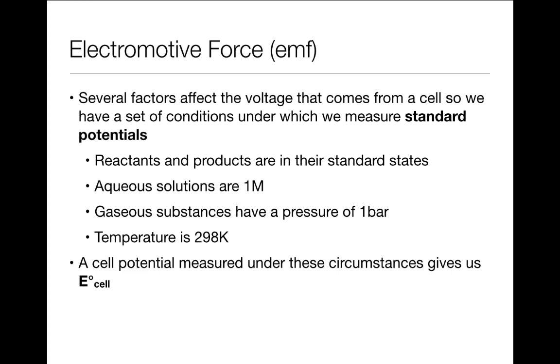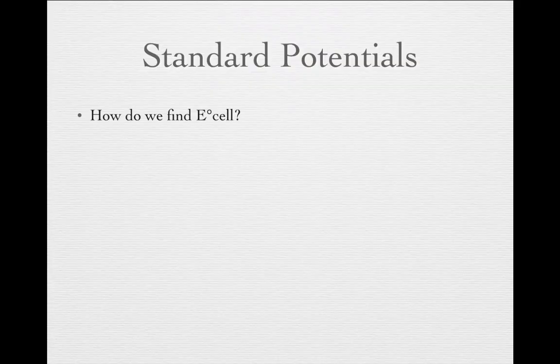And the cell potential measured under these conditions gives us a standard E for the cell. So we use E to indicate voltage or electromotive force. E cell for a particular cell, and the little 0 there indicates that we are under standard conditions. So how do we find our E0 cell for a battery?